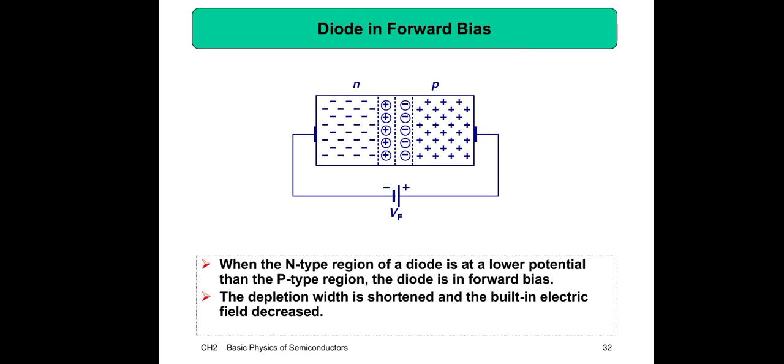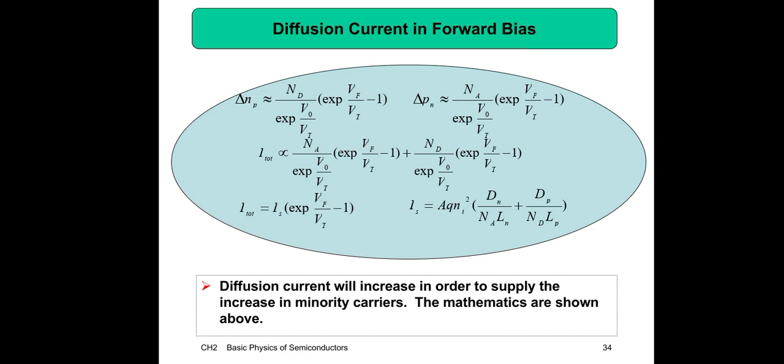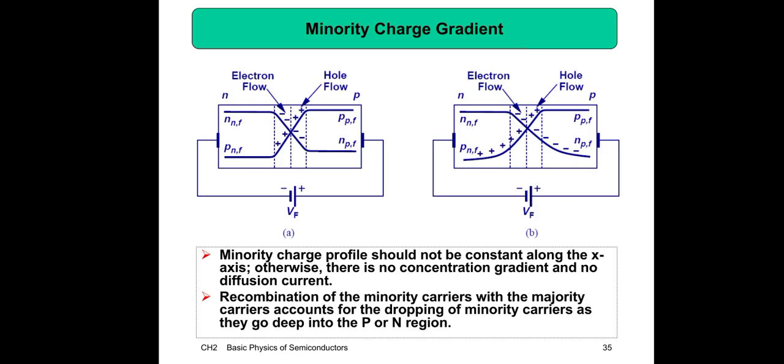When the n-type region of a diode is at a lower potential than the p-type region, the diode is in forward bias. The depletion width is shortened and the built-in electric field decreased. Under forward bias, minority carriers in each region increase due to the lowering of built-in field potential. Therefore, diffusion currents increase to supply these minority carriers. The diffusion current will increase in order to supply the increase in minority carriers, and the mathematical equations corresponding to this are shown above.